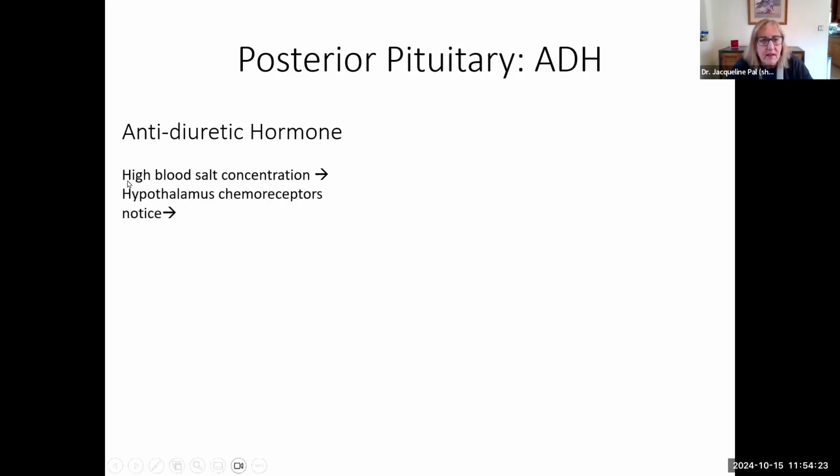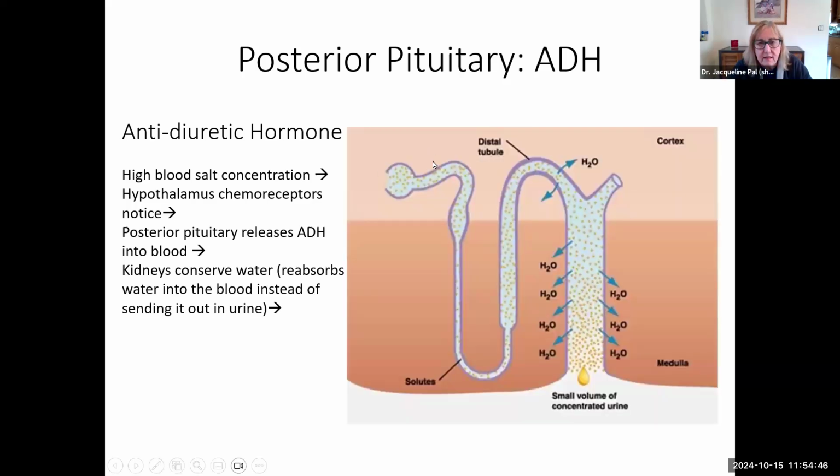And so what's going to happen is that the chemoreceptors up there in the hypothalamus are going, what? No, we can't have this. And so the posterior pituitary is going to be releasing antidiuretic hormone into the bloodstream. And that antidiuretic hormone being released from way up here in your brain is going to travel all the way down to your kidneys. And when it gets to your kidneys, your kidneys are going to take water that would have been going into your toilet from your urine and send it back into your bloodstream.